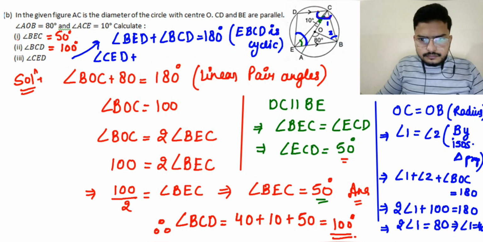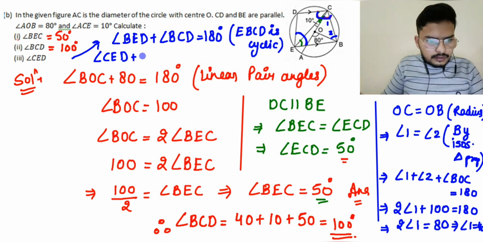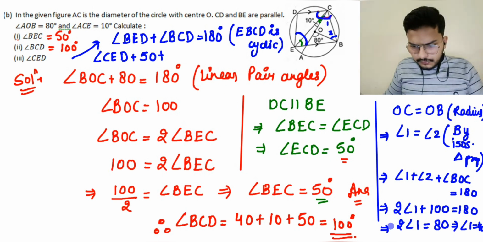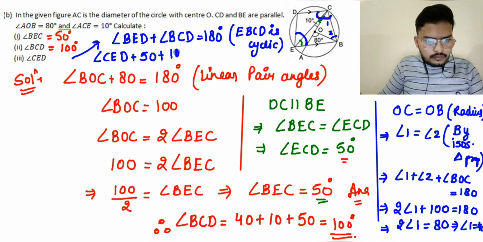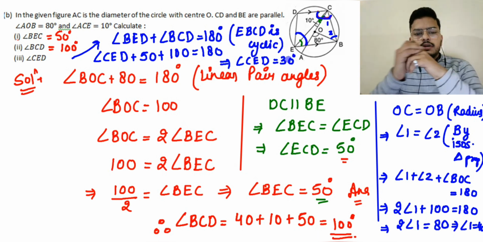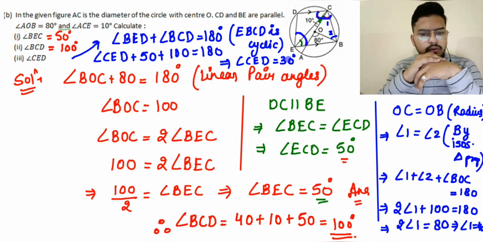Already we found angle BCD and BED, so we can write this as angle CED plus BEC, right? Here BEC is 50, so just write 50 here, plus BCD. We already found BCD whole angle is 100. This is equal to 180. So from here angle CED is 180 minus 150, which is 30 degrees, right? In this way you can find all three parts of this particular question.